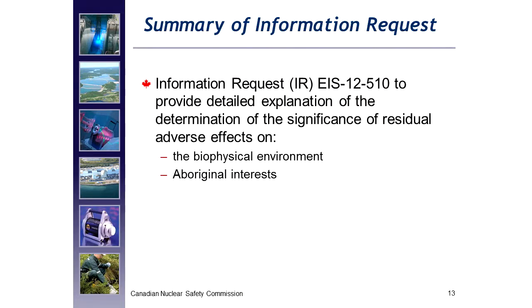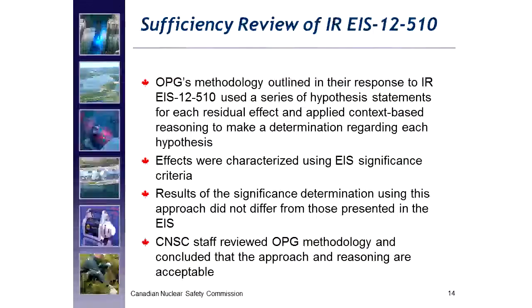CNSC staff completed and submitted a detailed sufficiency review of OPG's submission on June 6 of this year. Our review is available on the registry as entry number 1871. OPG's response to information request EIS-12-510 relied on a series of hypotheses or conditions for each residual effect. In order for a residual effect to be considered significant, any one of the conditions would need to be evaluated as true. OPG applied context-based reasoning as requested by the panel in the information request to make a determination regarding each hypothesis and ultimately arrived at a final significance determination.